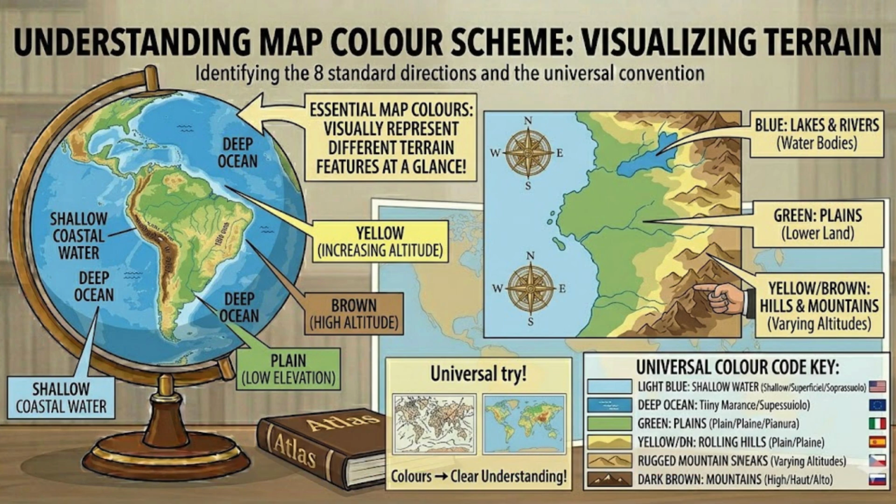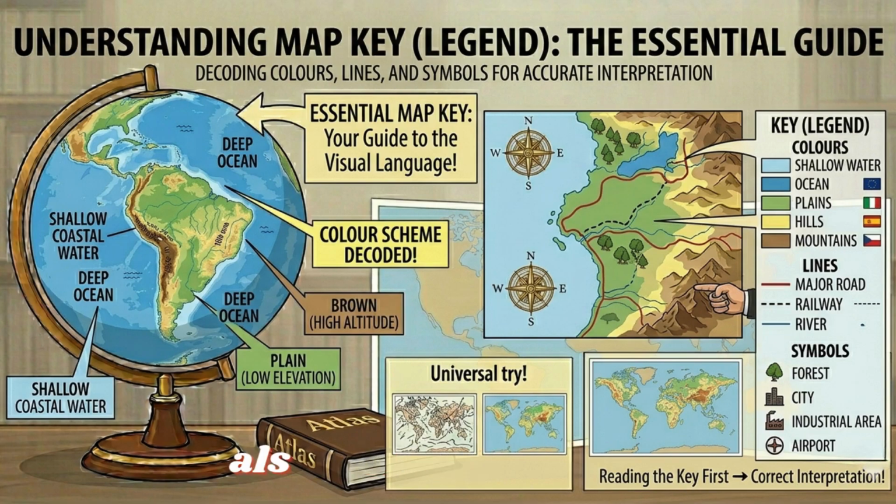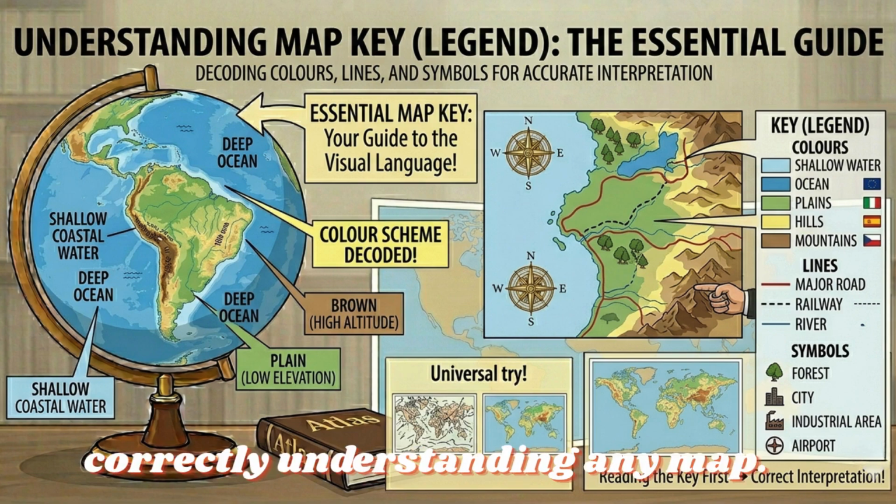Key. Legend. A key, also called a legend, is an essential element of every map. It explains the meaning of all the colors and symbols used in the map. Without a key, a reader would not be able to interpret what the various colors, lines, and symbols on the map represent. The key acts as a guide or reference that decodes the visual language of the map. For example, it explains that blue represents water, green represents plains, and specific symbols stand for railways, roads, or forests. Reading the key first is important for correctly understanding any map.